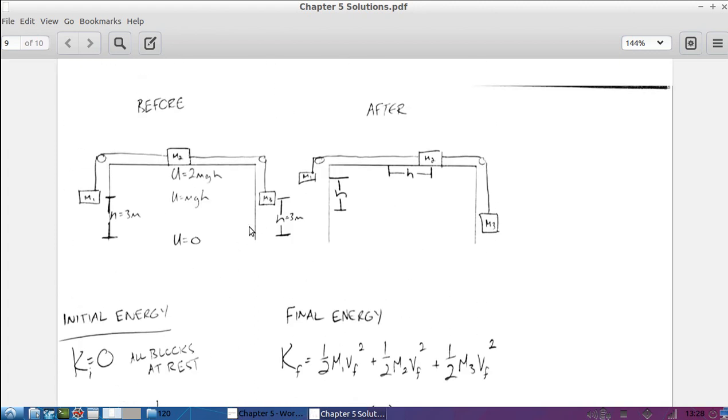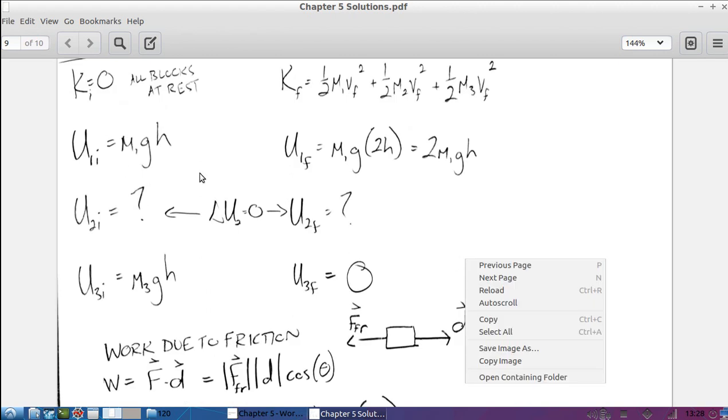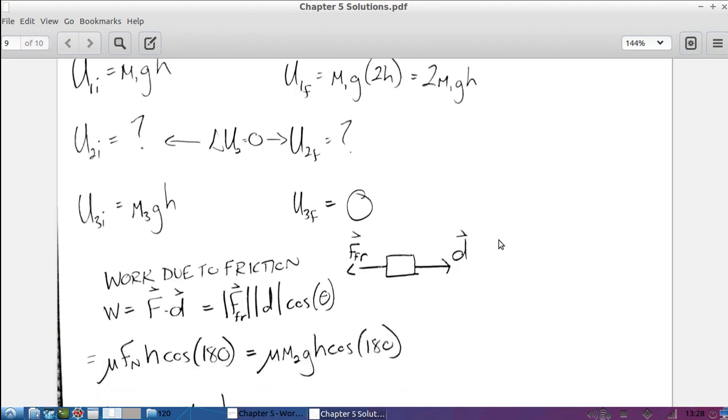But M1 doesn't fall, M1 ascends, so the potential energy of M1 actually increases. So it goes from mgh to mg2h. It was initially at a height h, it ascends another height h, so its total gravitational potential is mg2h. So I wrote it as 2 m1gh. So M1's gravitational potential actually increases. Now, total mechanical energy is not conserved because there's a non-conservative force due to friction.